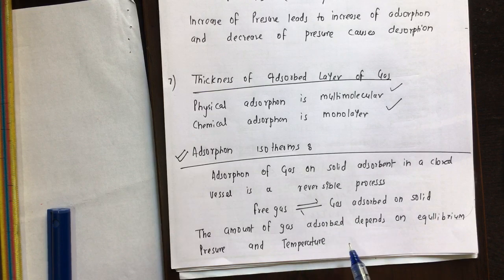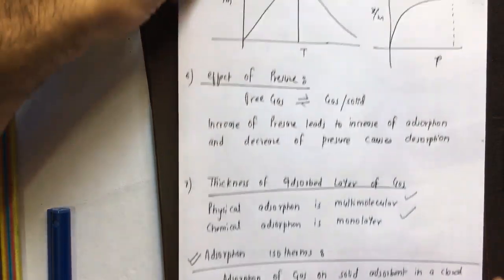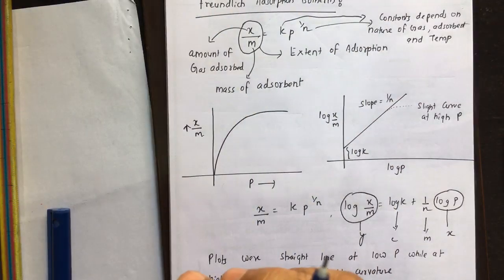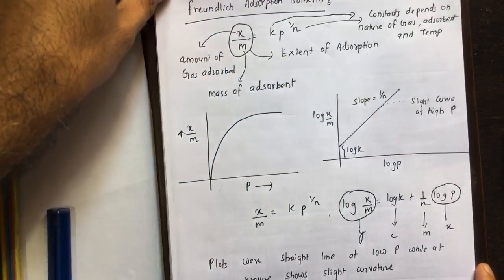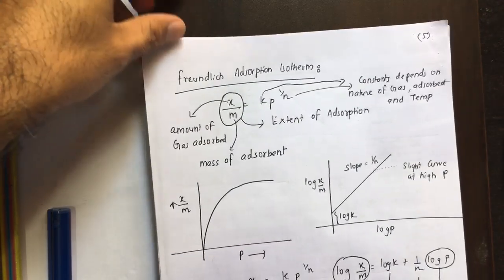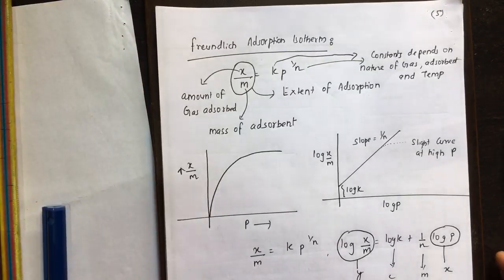So the amount of the gas adsorbed depends on equilibrium pressure and temperature. Let's see how it depends on this. There is a curve called the Freundlich adsorption isotherm. What is the Freundlich adsorption isotherm? It is nothing but the relationship between the equilibrium pressure of a gas and its amount adsorbed on the solid adsorbent at any constant temperature, called the adsorption isotherm.